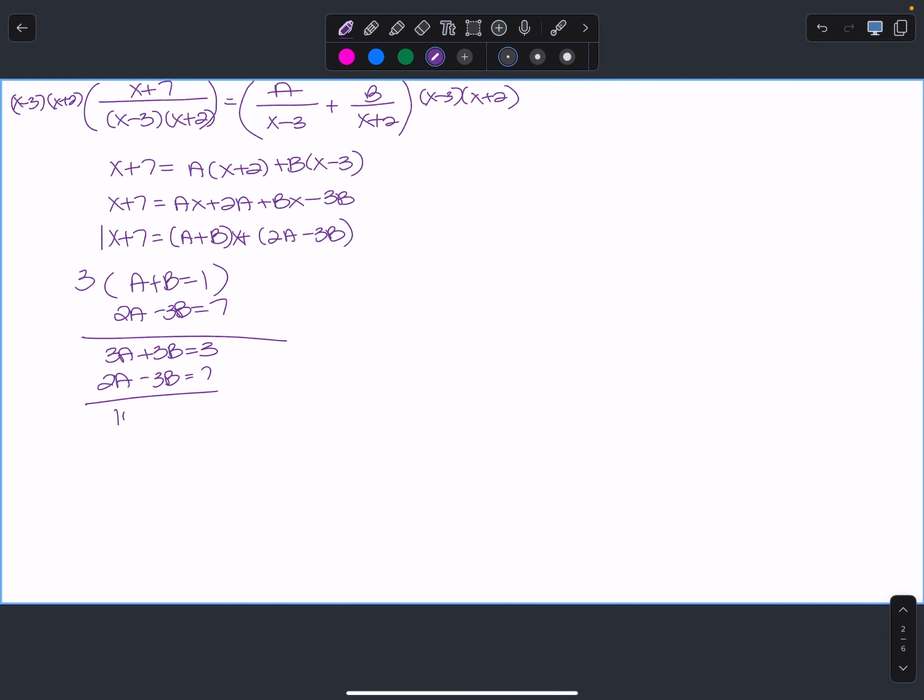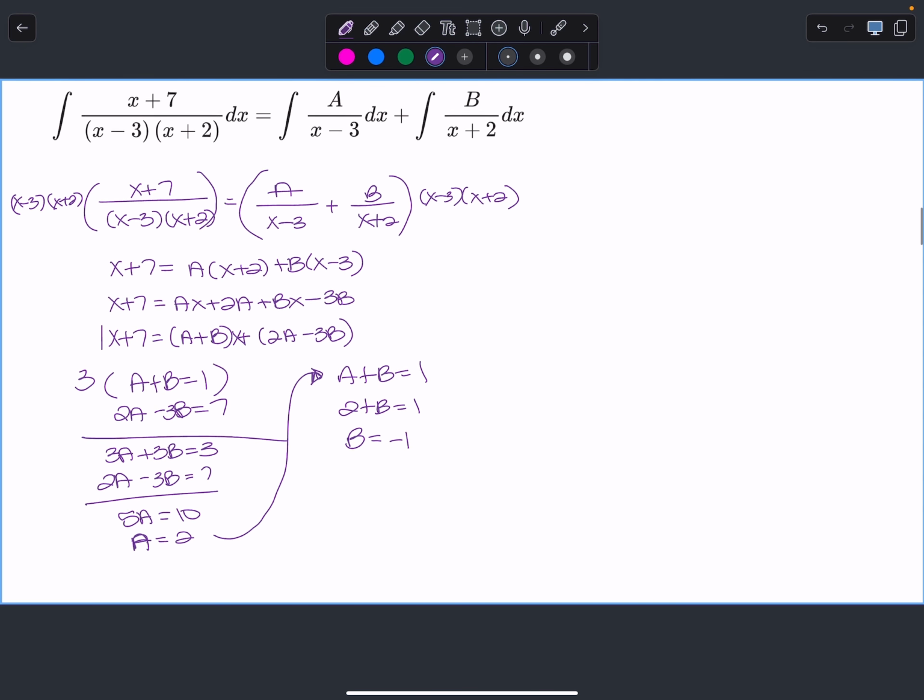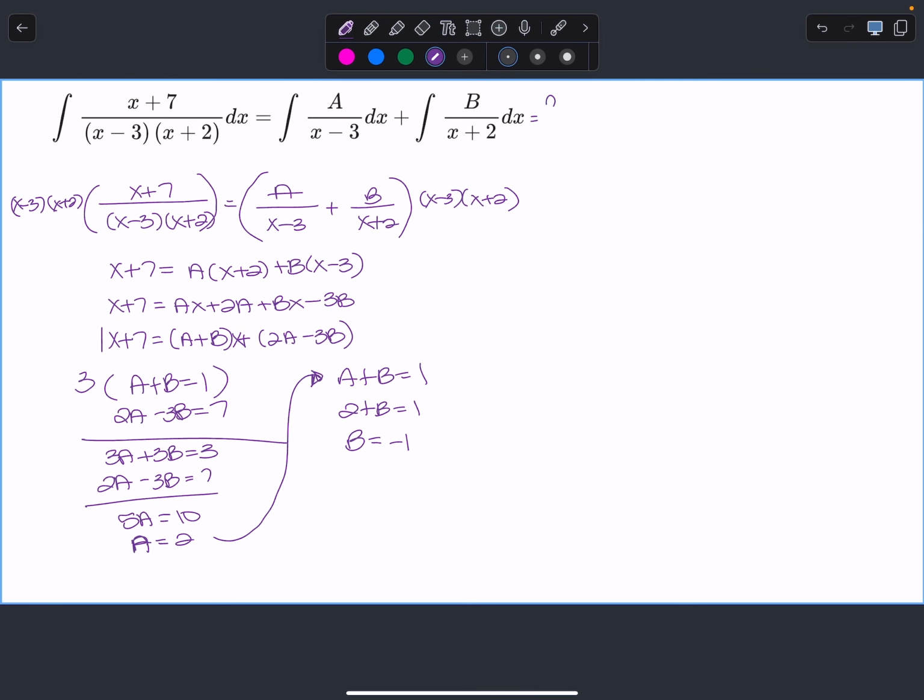So I would get 10, 5a is equal to 10. So a is equal to 2. And if I know that a plus b is equal to 1, then 2 plus b is equal to 1. So b is equal to negative 1. I did an awful lot of effort to put a 2 over my x minus 3 and a negative 1 over my x plus 2.